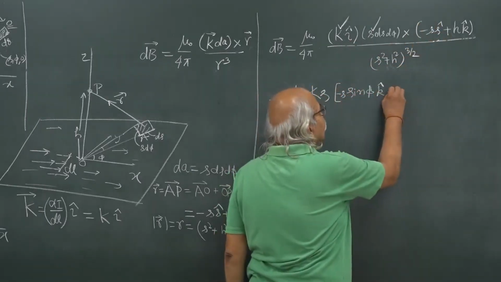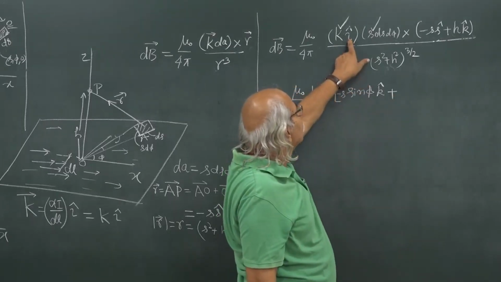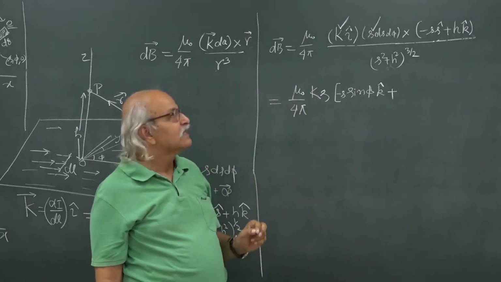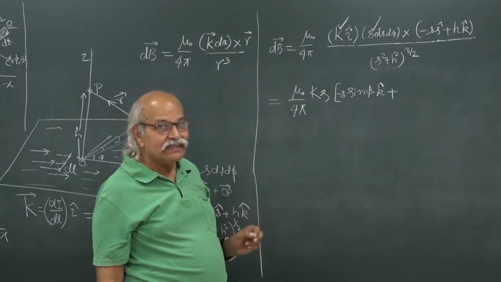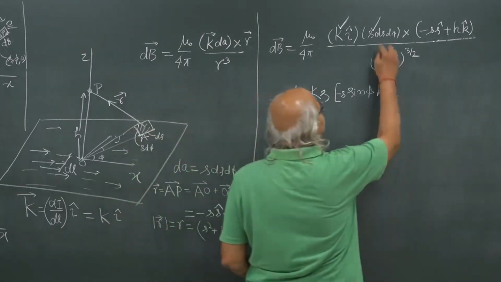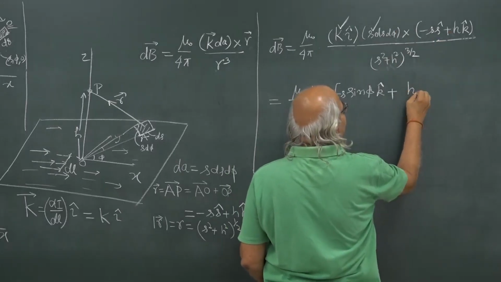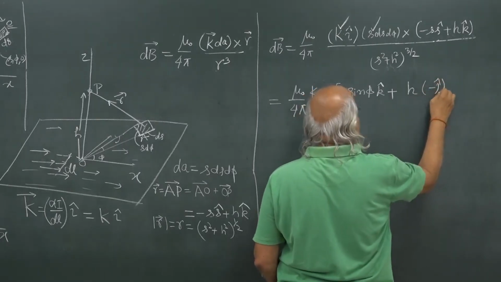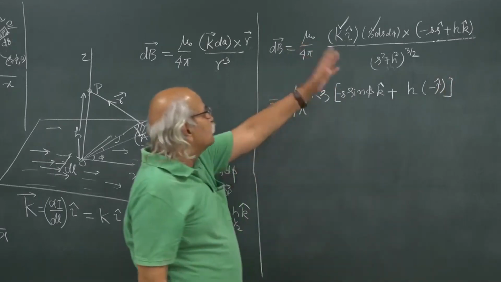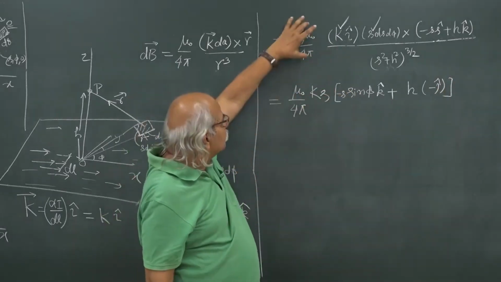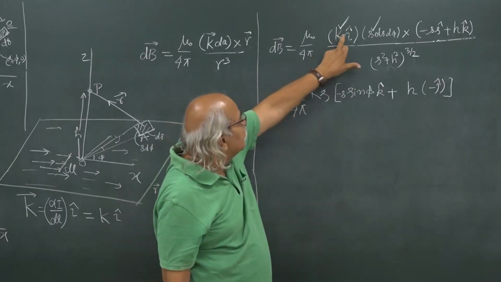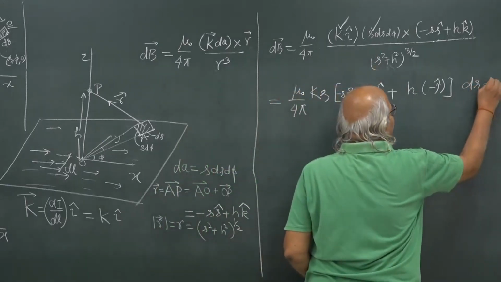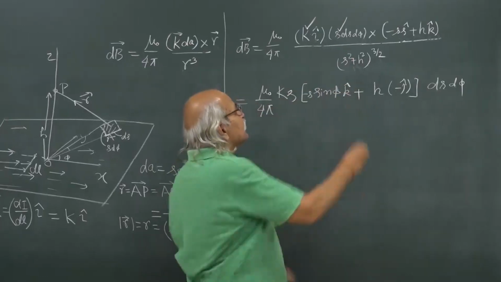Next term, this is I cap here and this is k cap here. So what does it give? I cap cross k cap gives you minus j cap. So it is h here and then minus j cap. That is the numerator. Let's revise and cross check. Mu naught by 4 pi I have written, this k and this s I have written, ds d phi I have not written, so let us write ds d phi. So ds d phi is also written.